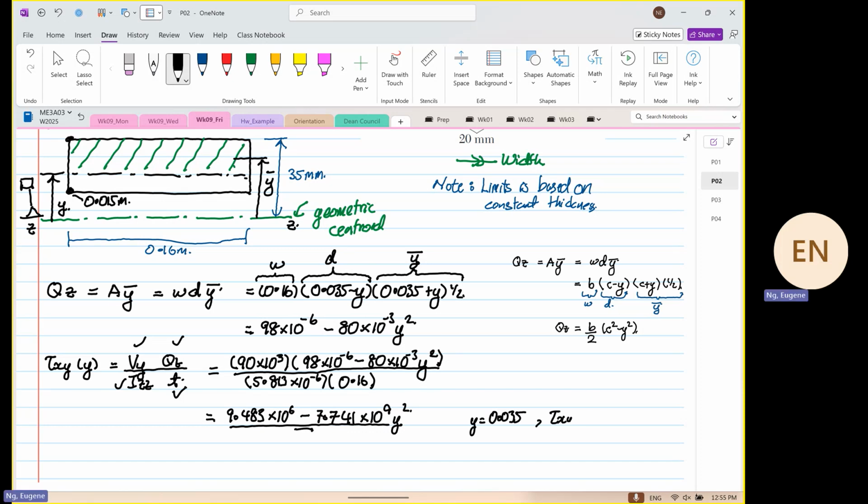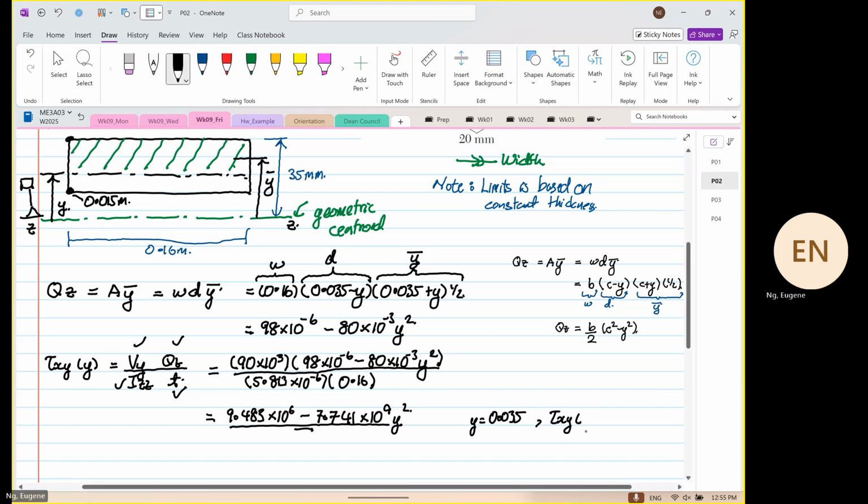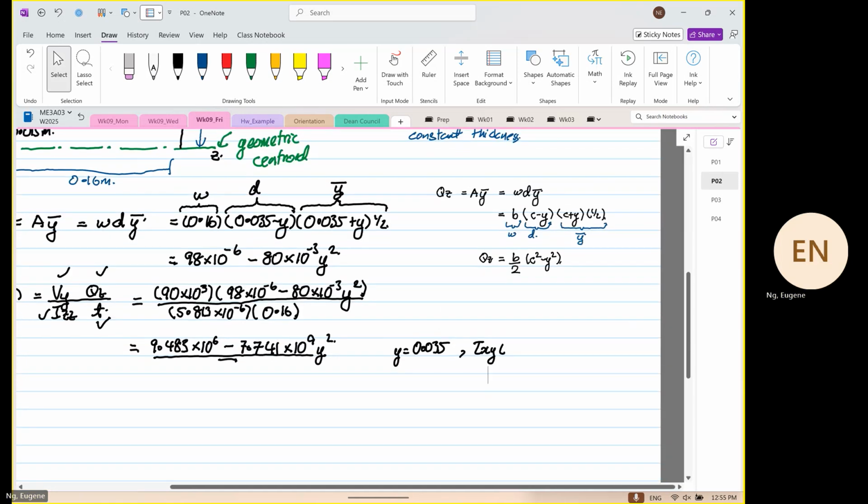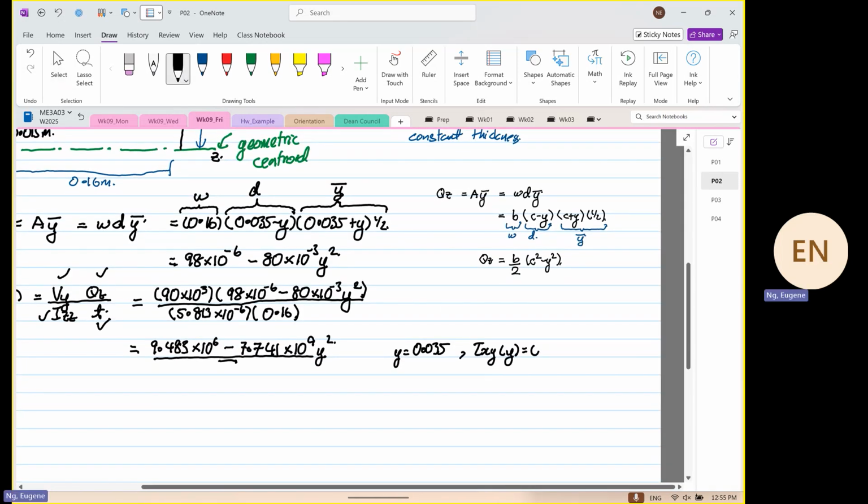the shear xy at y, this thing must be equal to 0. So I'm going to do that. Can you all do that also? 9.483 power 6 minus 7.741 power 9 times 0.035 squared. And the answer, I get 275.